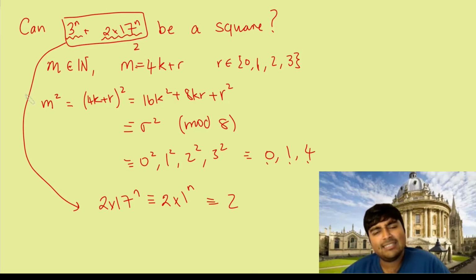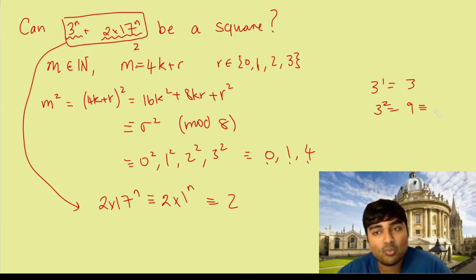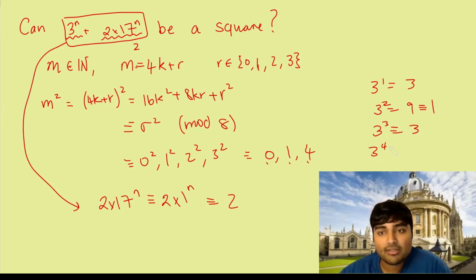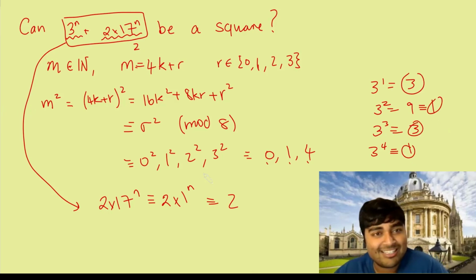What about 3 to the n? Well, it's less easy to see, so let's just look at the powers of 3. 3 to the 1 is just 3. 3 squared is 9, and 9 is the same as 1 mod 8. 3 cubed is going to be 1 times 3, so that's 3. 3 to the 4 is 3 times 3, which is 9, which goes back to 1 mod 8. And you can see we're going 3, 1, 3, 1, 3, 1, and so on. So 3 to the n is either going to be 3 or 1.